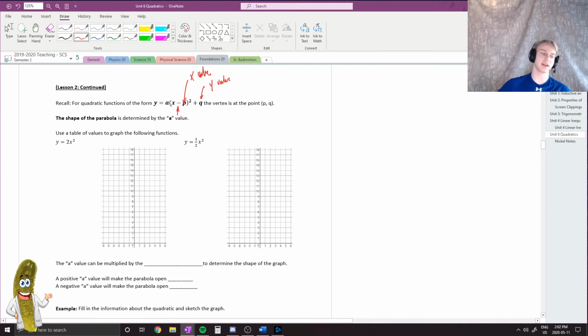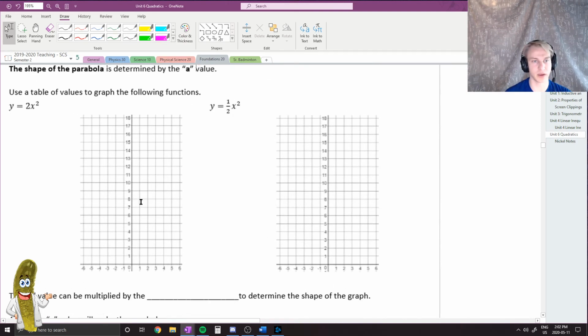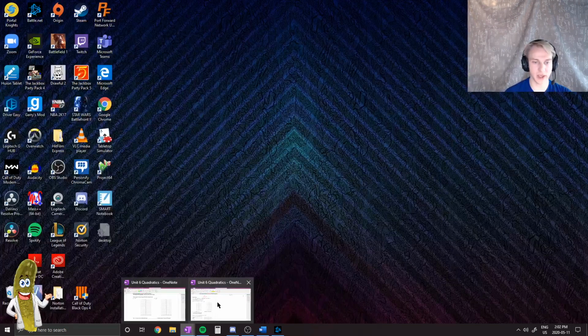That negative sign there, if p is positive, so if the vertex is on the positive side of the x-axis, it's a positive value, then it will show as x minus p bracket squared. If it is a negative x value, then it'll be x plus p. So that was the one confusing part of what we talked about last time.